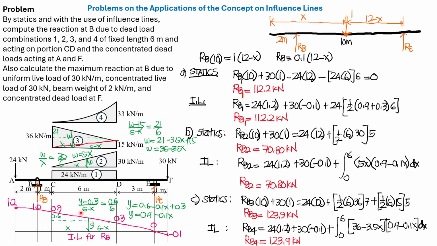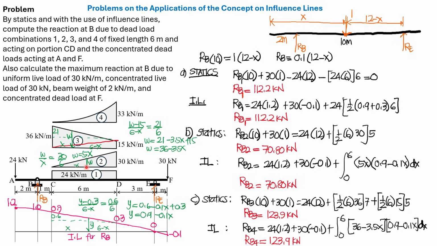Then, by using the influence line concept, we have 24 again times 1.2 plus 30 times negative 0.1. Then, since the loading is varying, we have to use the general formula, integral from 0 to L of the load W, which is a function of X, times the y of the influence line, which is also a function of X, dx.